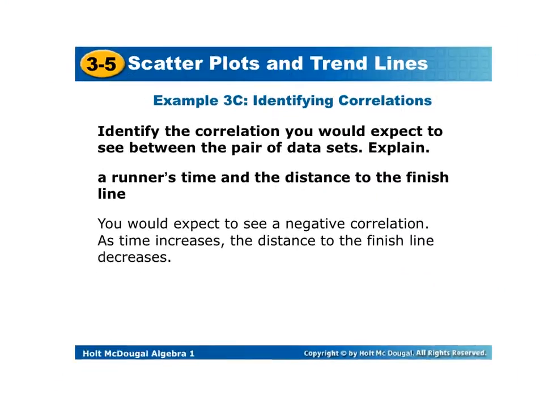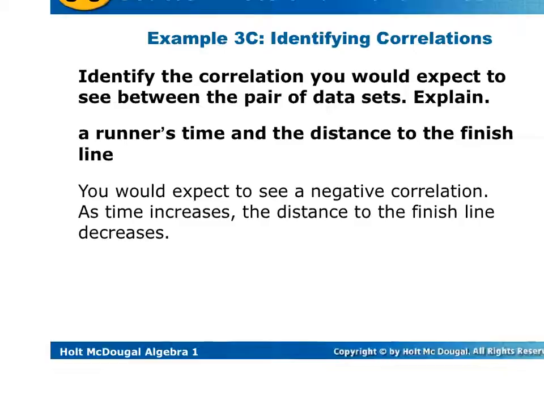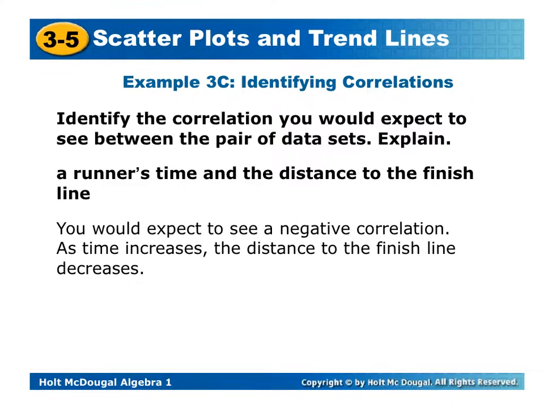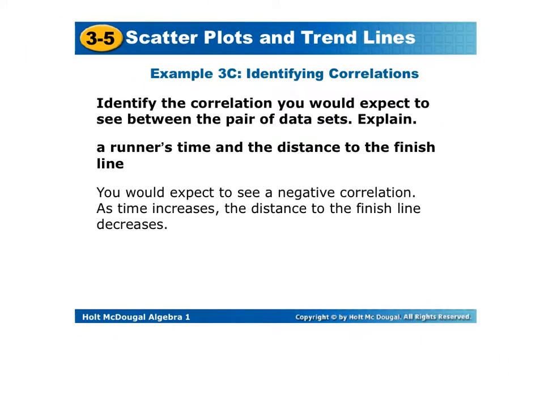Okay, here, a runner's time and the distance to the finish line. So let's say you've been running a mile and you've been running for 3 minutes. Okay, your time's going up. What's going to happen to the distance to the finish line as you get further into the race? Okay, it's going to decrease, right? So this would have a negative correlation. The longer you run for, the shorter the distance to the finish line.